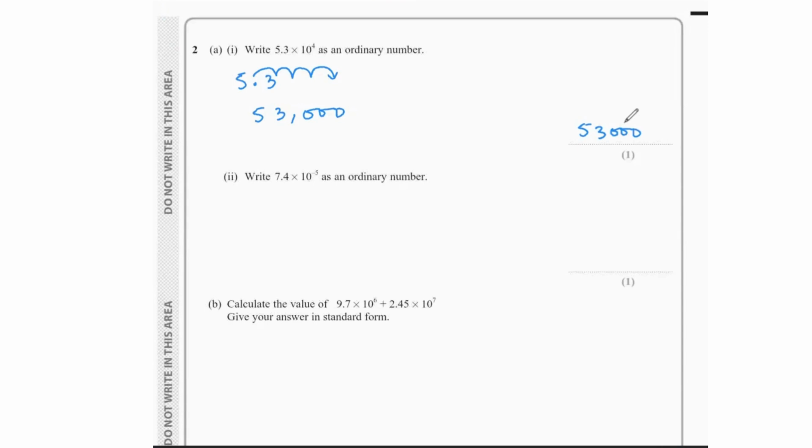Then it says write 7.4 times 10 to the power of -5 as an ordinary number. So now since the power is negative, we're going to move the decimal 5 places to the left-hand side. So we have 7.4 over here. So 1, 2, 3, 4, 5. So that's going to be 0.000074.